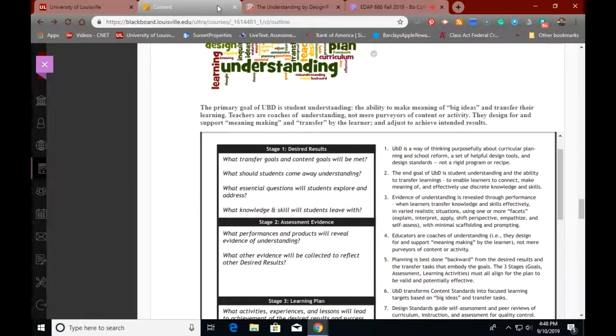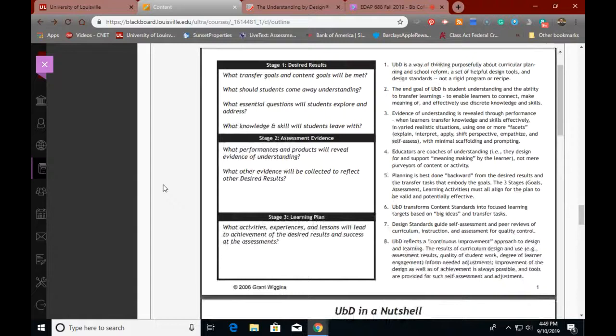And finally, what knowledge or skill will the kids leave with. Then we look at the assessment evidence. Okay, so we get into trouble with this because people want to think about that in terms of a test. That's where facets of understanding come in. I'm not going to sit on this one for very long, because we'll do facets of understanding next week, and then we'll do the actual filling out of the UBD template the week after that.